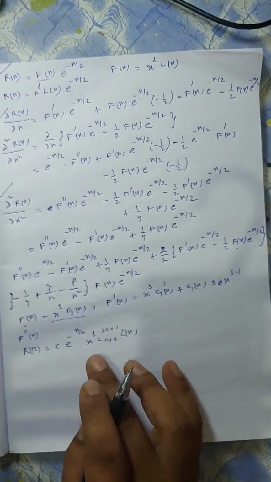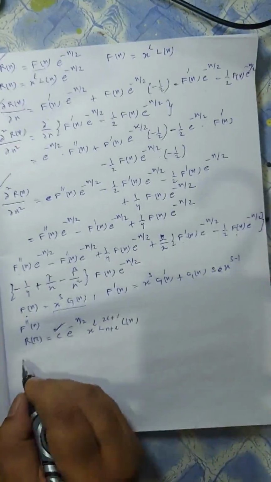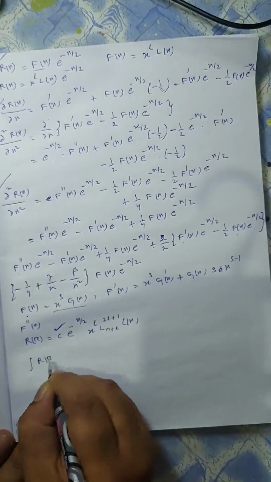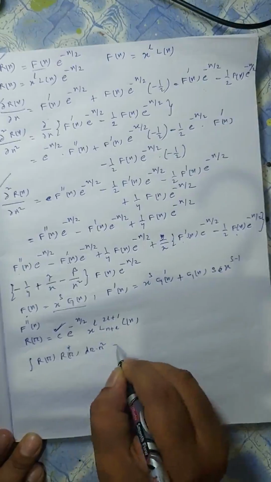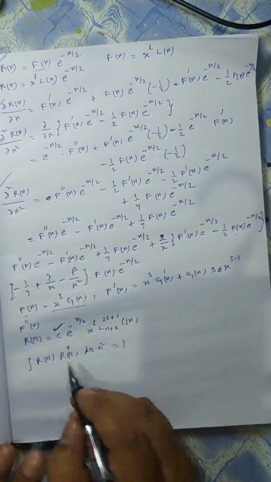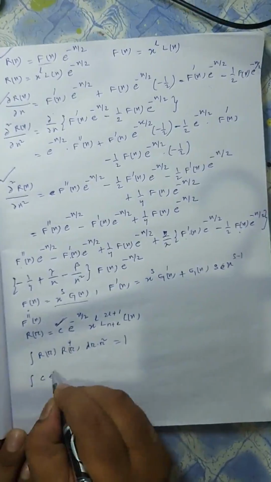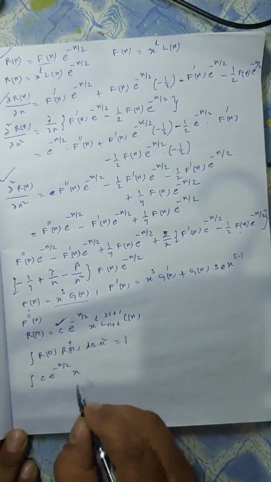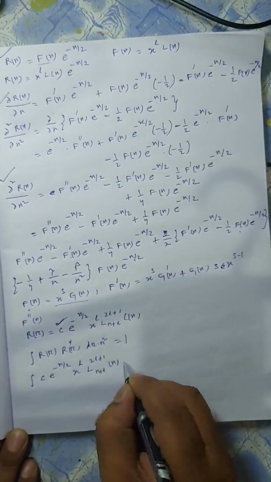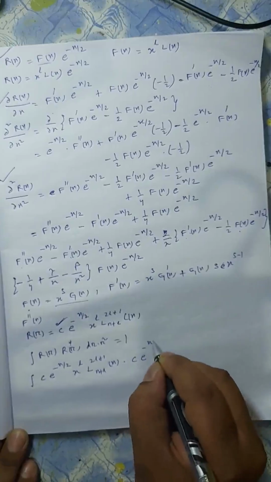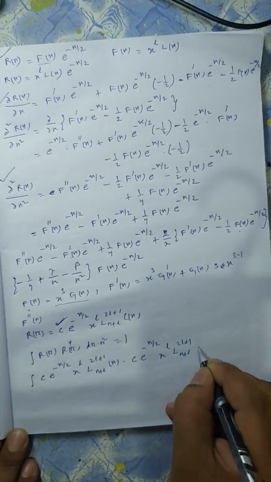We have to prove this one, and after getting this R value, we have to find out the value of C. How to find it? Using the normalization condition, the integral of R squared dr should be equal to 1. Then we put this value in place of R: C e to the power minus x by 2 x to the power l L(n+l)(2l+1)(x), times C e to the power minus x by 2 x to the power l L(n+l)(2l+1)(x).